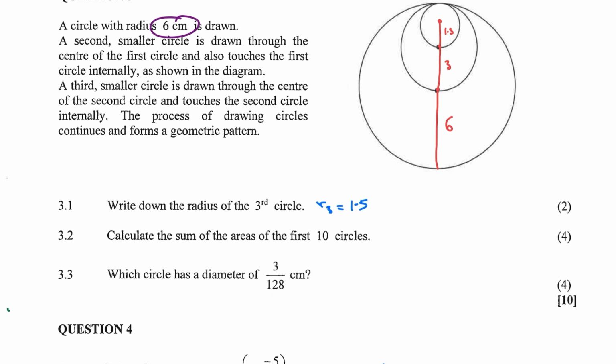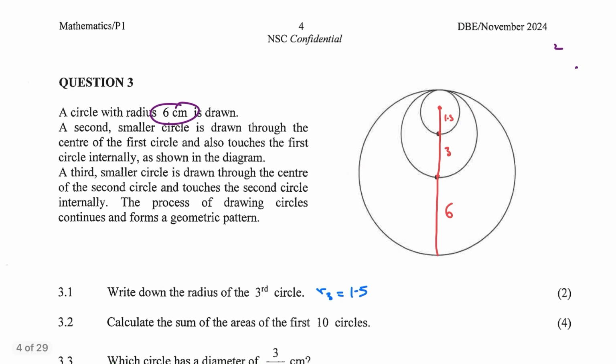Okay. Now, 3.2. Before you jump into writing your answer, just understand, do some analysis and get to know what you're doing. Then you're able to answer your question correctly, right? And faster as well. So 3.2 says calculate the sum of the areas of the first 10 circles. So they want us to find the sum of areas of the first 10 circles.